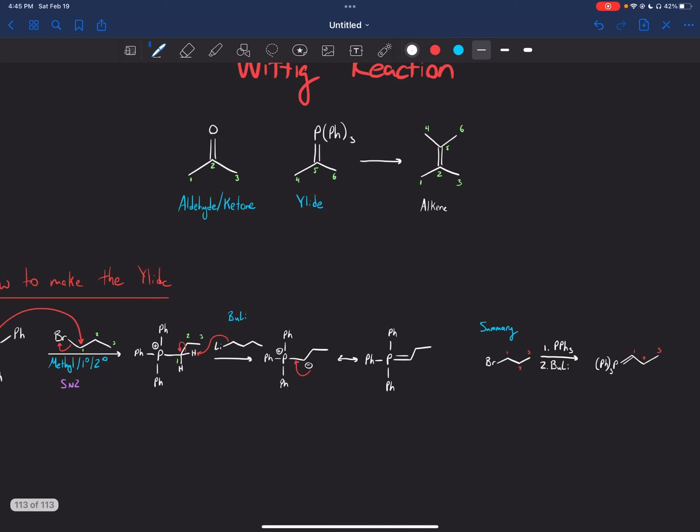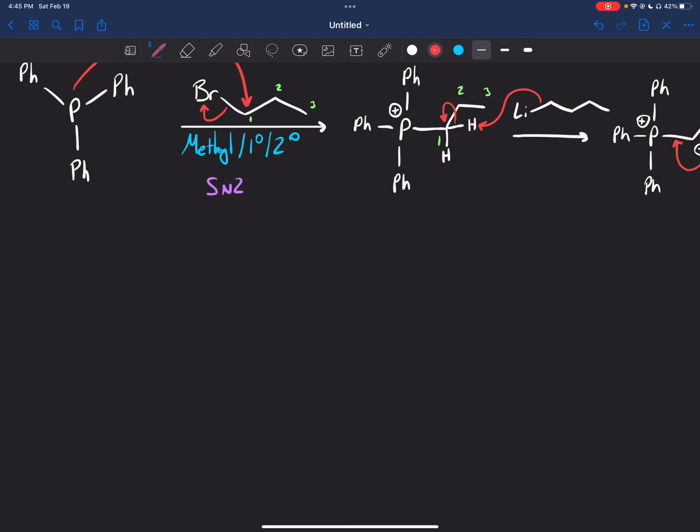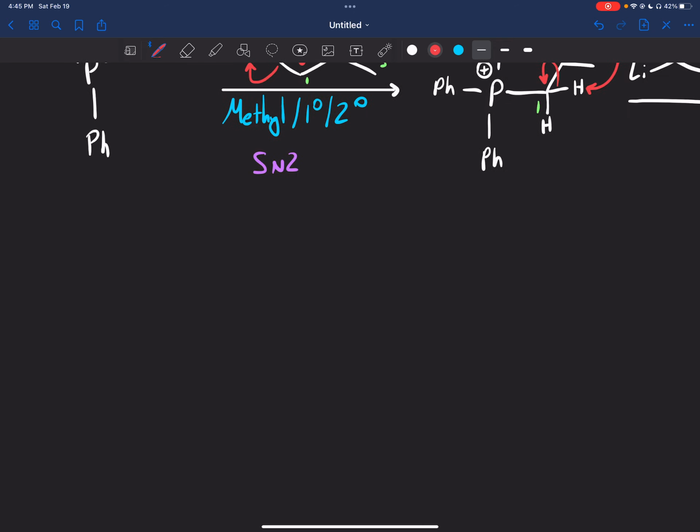Now let's do the actual reaction. So there's a few types of Wittig reactions. The first one is sort of the basic one. So I'm just going to call it the basic Wittig.